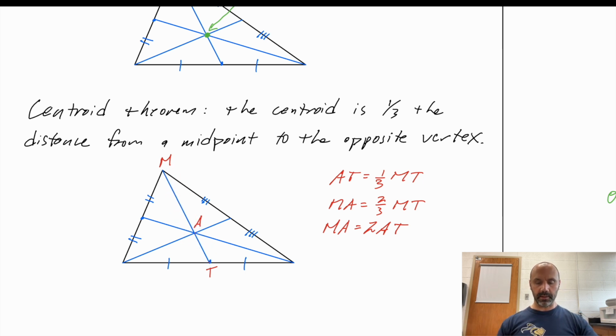You're going to see problems like that where you somehow know that you have a centroid, you're given some length, and then you're going to find the other lengths. And this is the key to doing that. Okay. Median, midpoint to vertex, centroid formed by the medians.